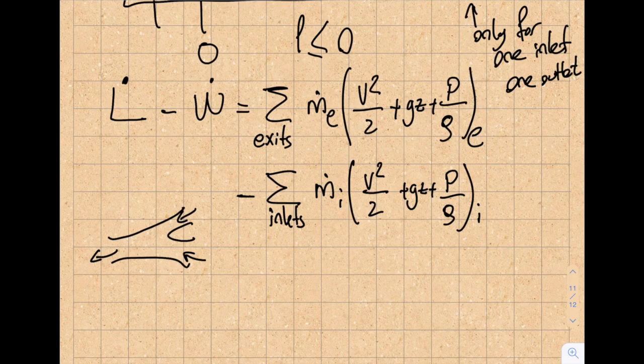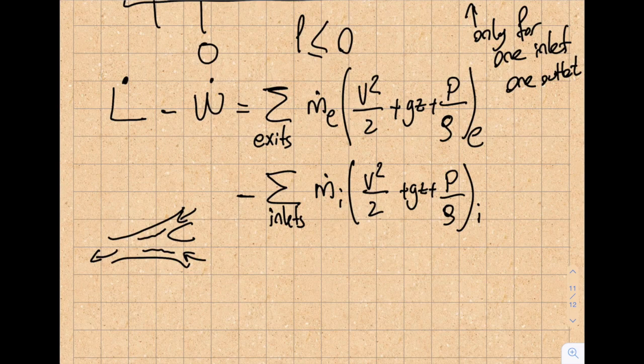What m dot is going to enable me is to account for what percentage of the flow is coming from here and what percentage of the flow is coming from here. It can be 50-50, most likely not. So let's say that 90% of the flow is coming from the upper branch and 10% is coming from the lower branch. This m dot will account for that.